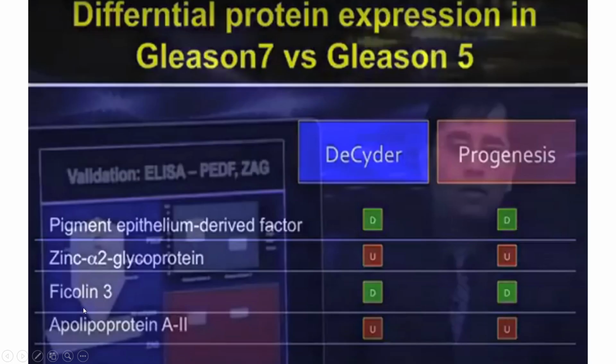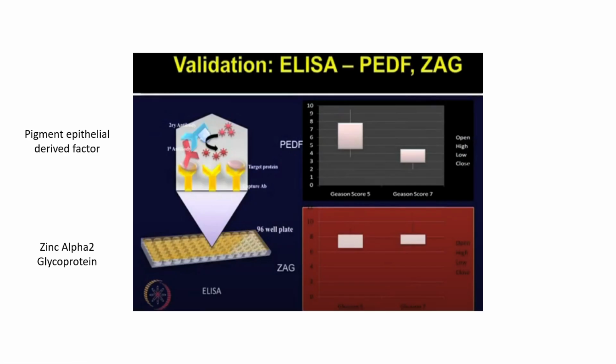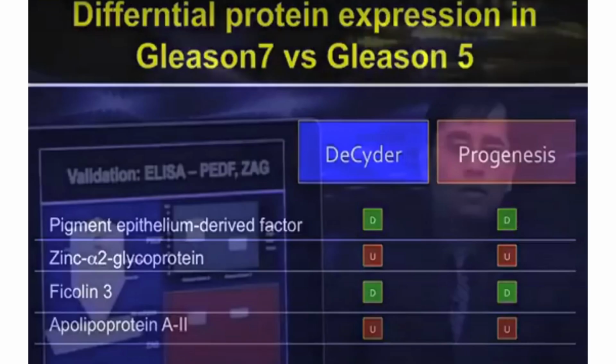ficolin 3, apolipoprotein, etc. A few were down regulated and a few were up regulated in this differential protein expression between these two groups, using Decyder software. Now they know that these were down regulated and these were up regulated, but how much it was down regulated or up regulated, we don't know that.